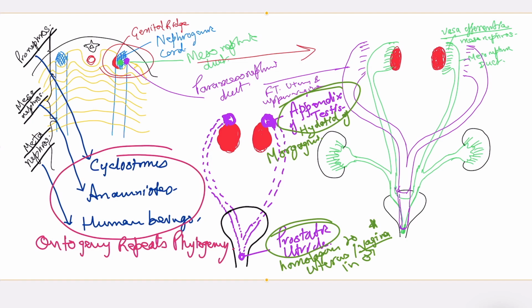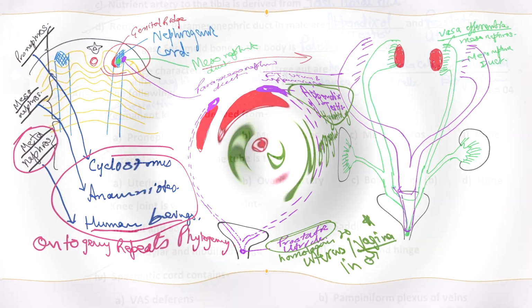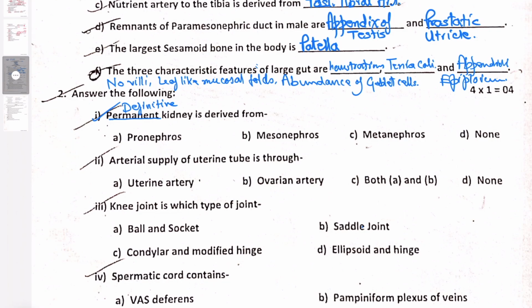So your answer here is metanephros. In human beings, the definitive or the permanent kidney is formed by the metanephros. So I hope you got the answer now. Metanephros is the answer.